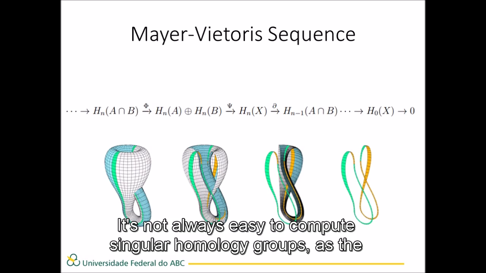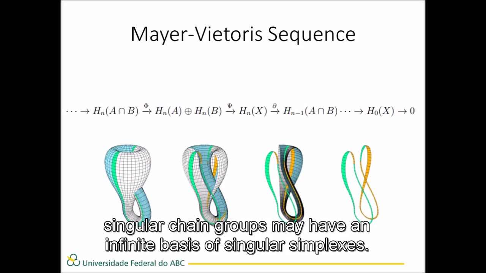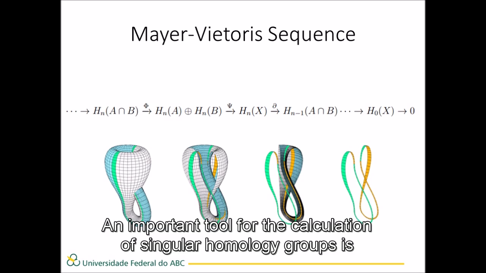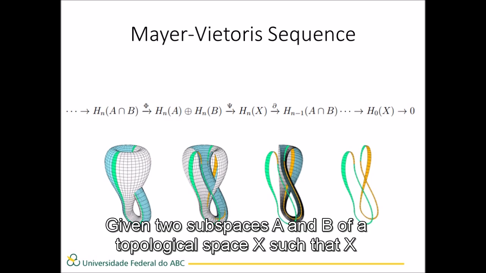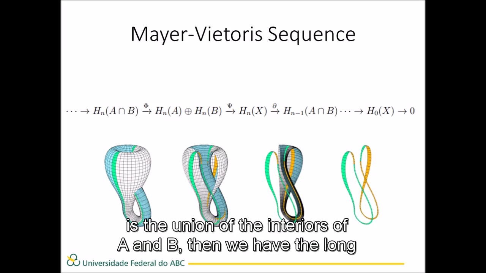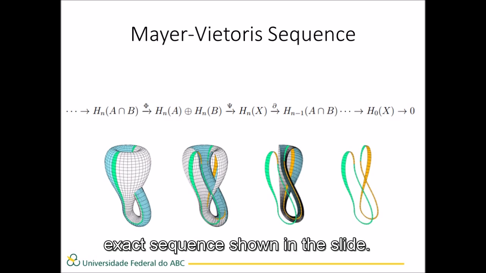It's not always easy to compute singular homology groups, as the singular chain groups may have an infinite basis of singular simplexes. An important tool for the calculation of singular homology groups is the Mayer-Vietoris sequence. Given two subspaces A and B of a topological space X such that X is the union of the interiors of A and B, then we have the long exact sequence shown in the slide.